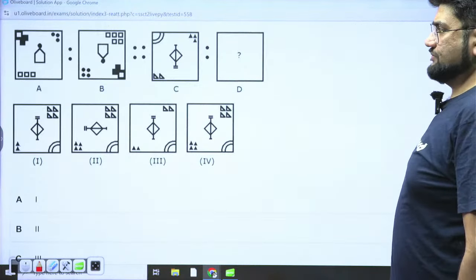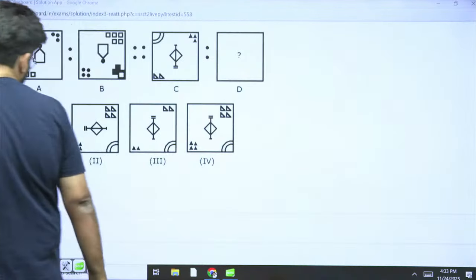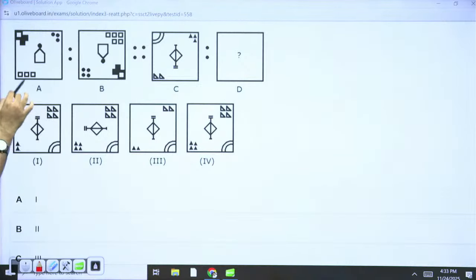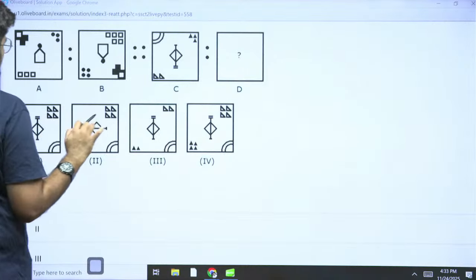Next. Figure analogy. Okay. First figure is related to the second one. How is third figure related to the fourth one? So here what all is happening? Just look at the options first. What is changing? So we have almost the same pattern for multiple figures. We'll have to check all the elements. We can't get away with it.